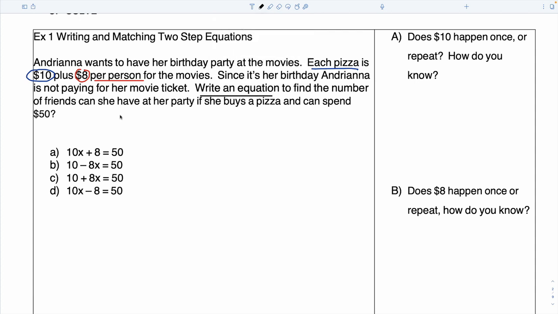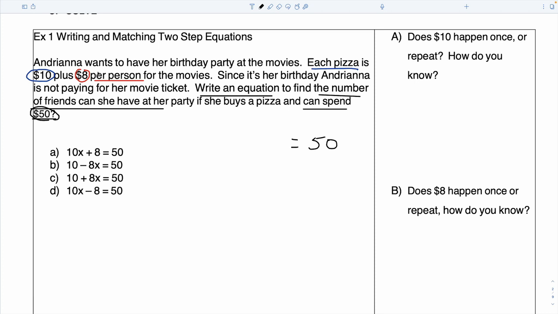Write an equation to find the number of friends she can have if she buys a pizza and can spend $50. First thing I am doing is looking for the equal sign. I don't see the word is here, but I know she can spend $50. I can also look at my answer options and see that they all equal 50. So let's just make it equal to 50. That's the amount she can spend.